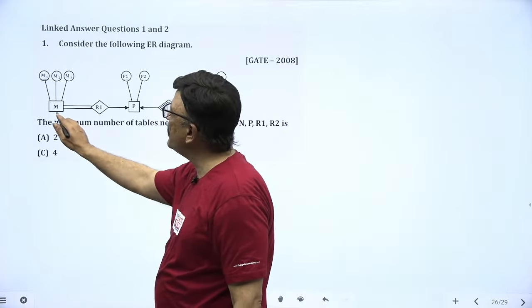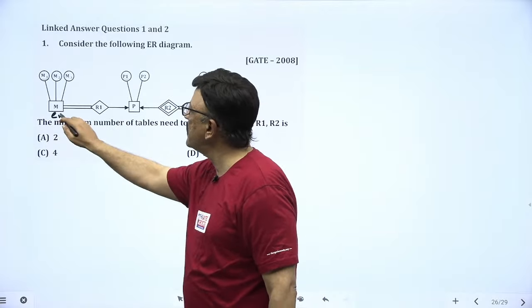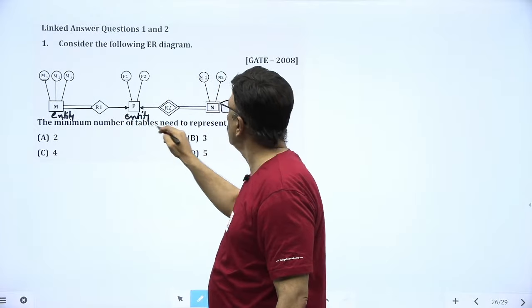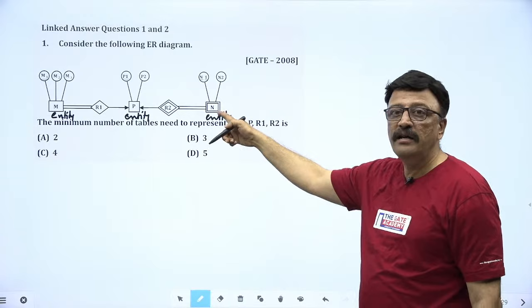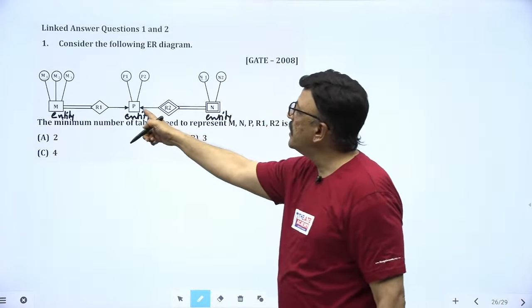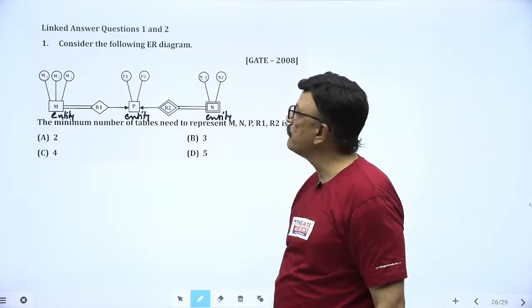You understand M is an entity, P is an entity. I'll write E here. And these are the entities, isn't it? M, P, and N. These are entities. You understand N is a weak entity because it is drawn in a double rectangle. So obviously, this is a relation between strong to weak. So this is a double rhombus.